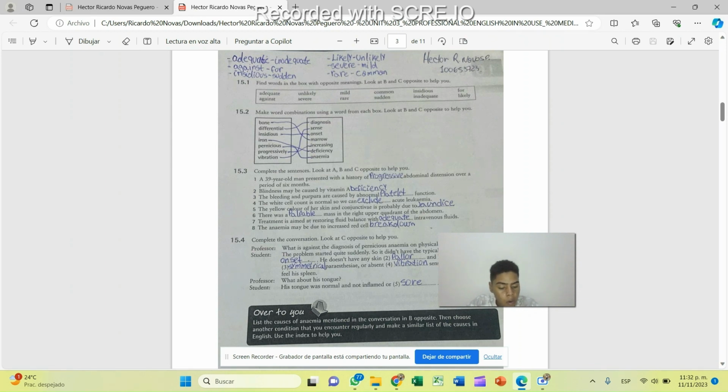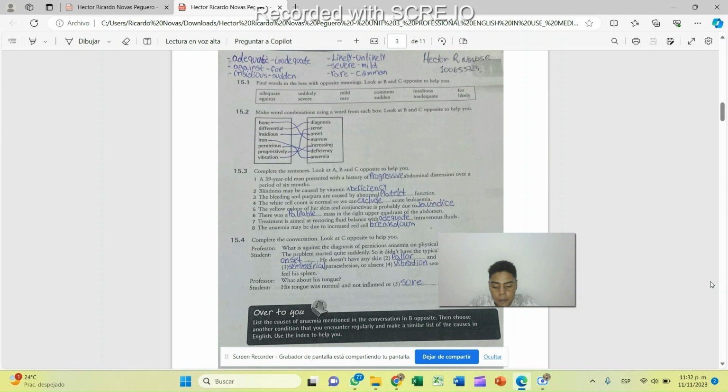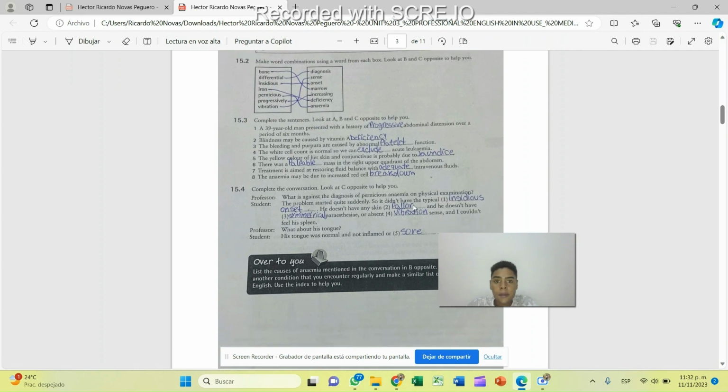15.2. Make word combinations using a word from each box: bone marrow, deficiency, diagnosis, easy, insidious onset, iron deficiency, pernicious anemia, progressively increasing, vibration sense.